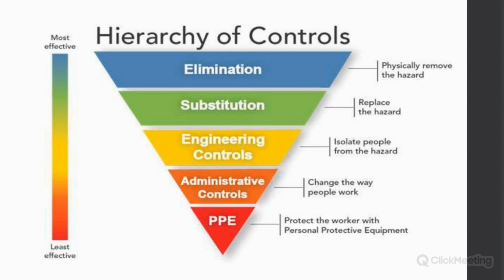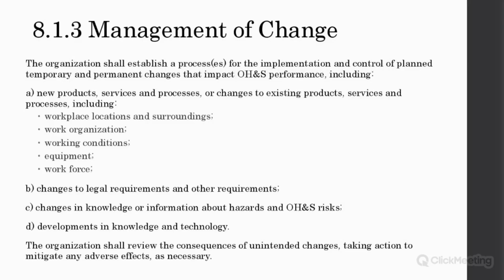So you need to be able to demonstrate how you've considered, can the hazard be eliminated? Can we substitute a less toxic chemical for a really toxic chemical? Can we isolate people using an engineering control? Can we define a work practice or a work instruction that minimizes the hazard? And then finally, what is the required PPE for that job? So this is something that we need to be able to demonstrate through our system.